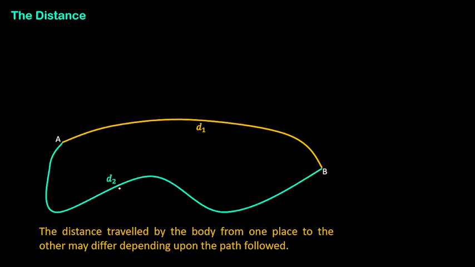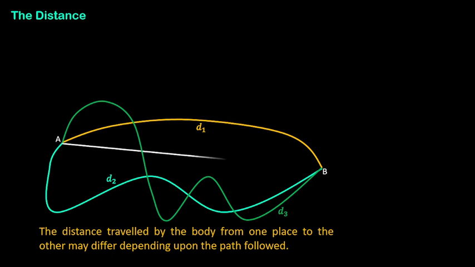Another path from A to B. The distance is d2. This path is longer than the previous one. This is a third possible path, which is longer than the previous two paths, so greater distance. And this is the straight path from A to B.